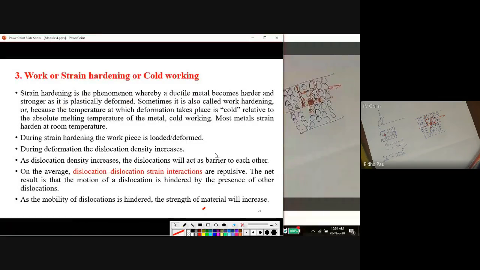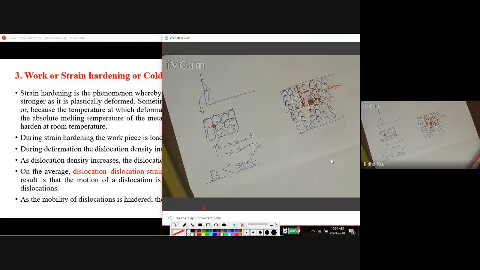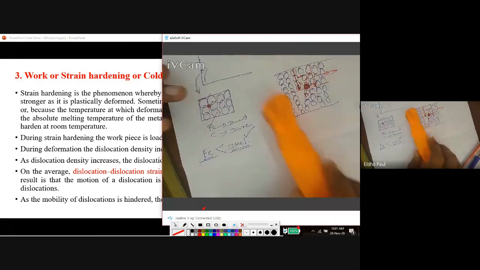So next one is work hardening or strain hardening, or another name is called cold working. So what is work hardening or strain hardening? By offering a large amount of deformation on the material, we can improve the strength.